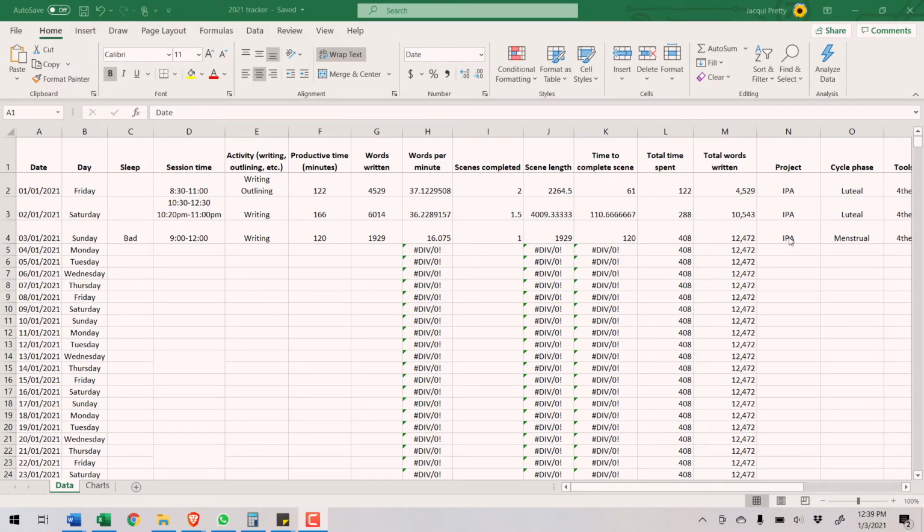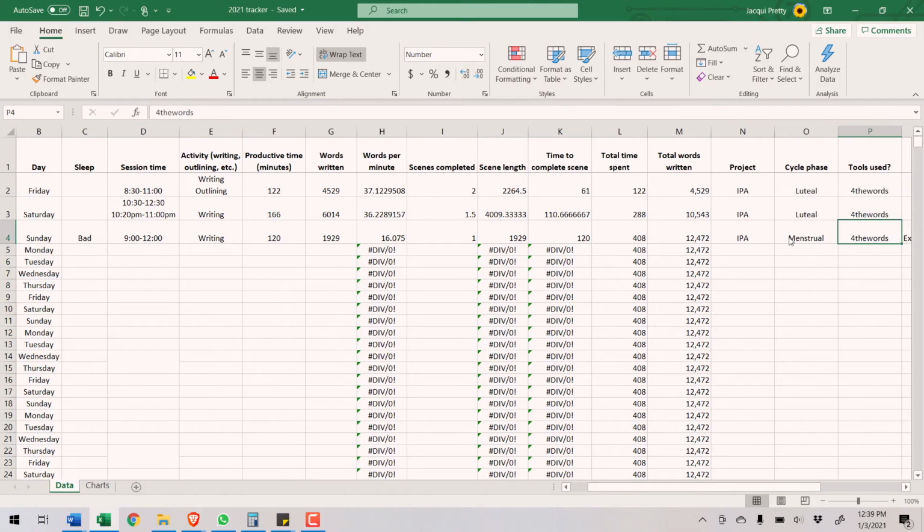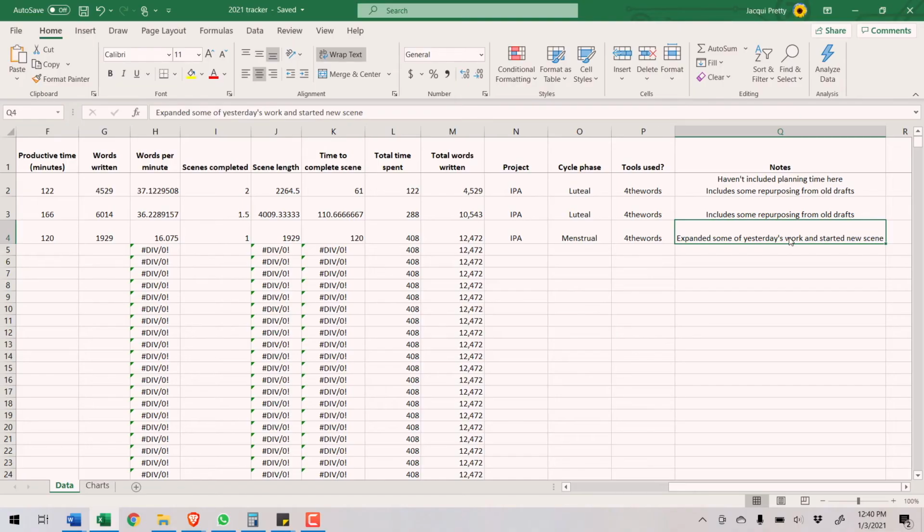Total time spent, so this is the cumulative time I've spent writing and working on writing related things throughout the year. Total words written, again, cumulative total. The project that I'm working on, so the project I'm working on at the moment is my fantasy hot mess. When that changes to something else, obviously there'll be something else in this column. Cycle phase, tools used, so at the moment I've gotten back into using For the Words, which is a monster battle writing tool, and the reason I have this tools used column is just to see if there are certain tools that work really well for certain activities and getting stuff done.